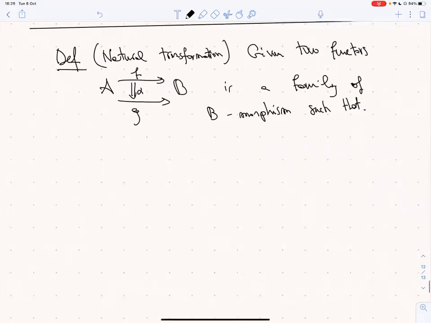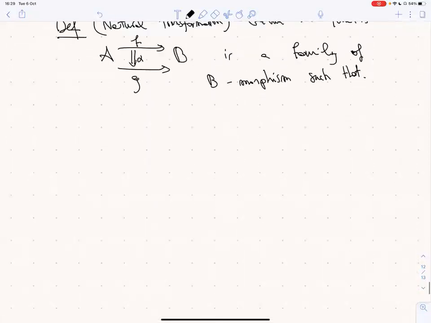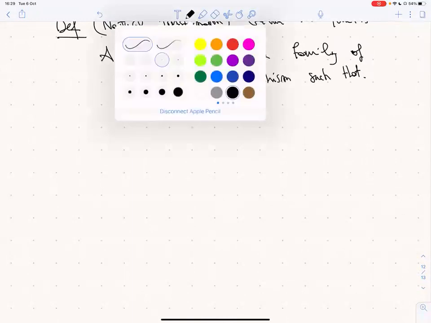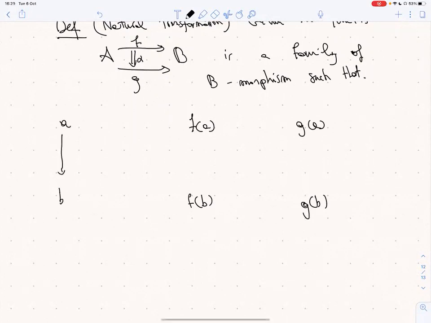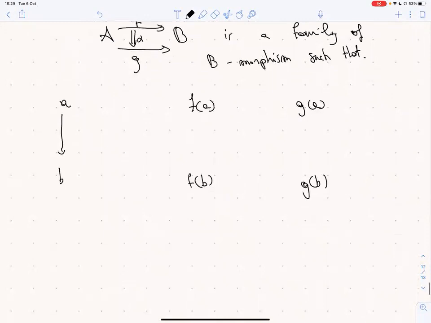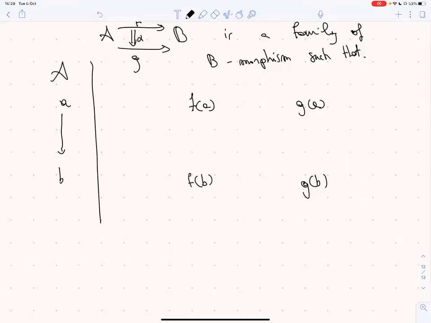so again, what is it? Let's see. We have F of A, then we have G of A, then we have F of B, and then we have G of B, okay? And here we have A and B. And here there is a morphism in A. So this happens in A, and instead all the right part is in B. So let's call this H. Here we have F of H, and here we have G of H.